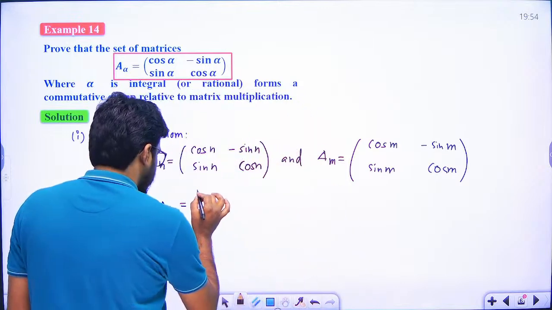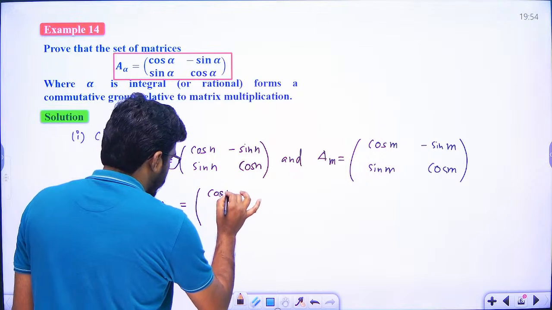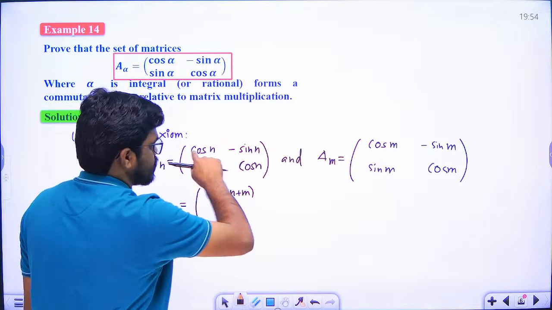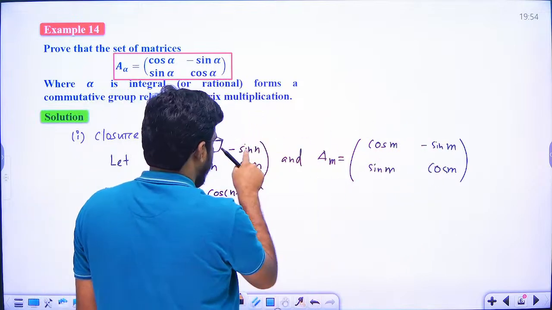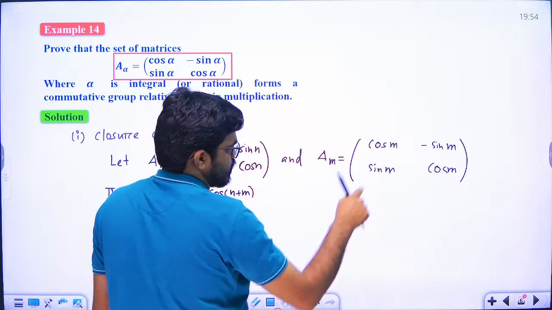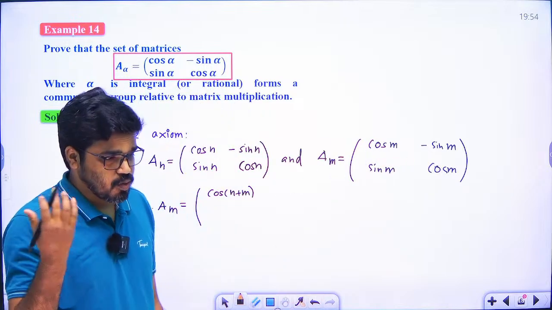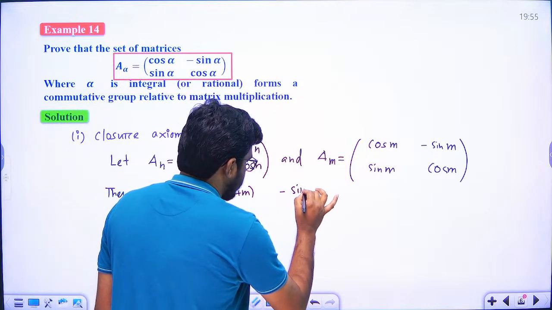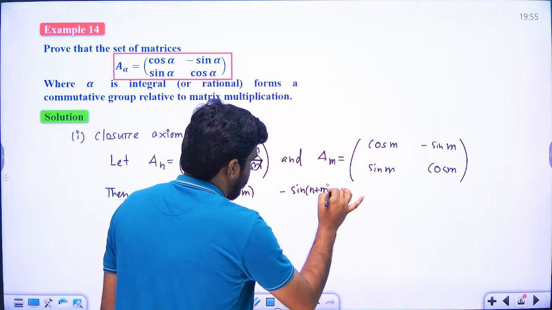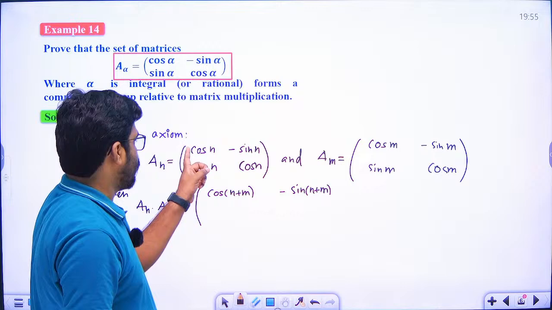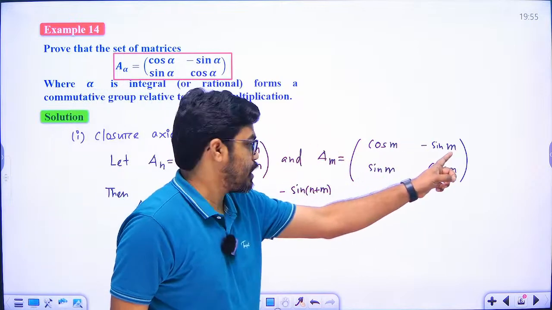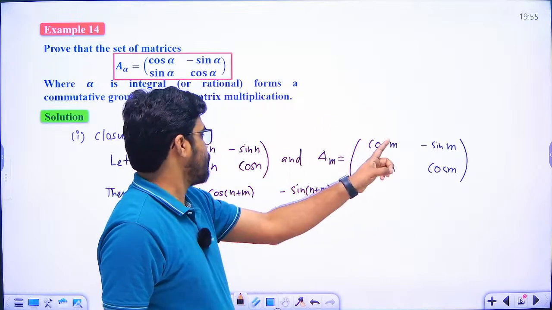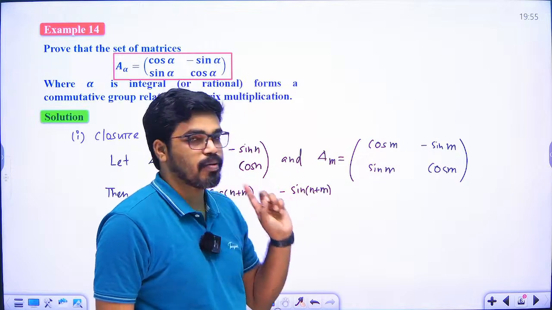So if you multiply this, what do we get? Cos(n plus m), right? So next, cos n into minus sin m, minus sin n cos m. So what do we get? We can write this as minus sin(n plus m). Just see, cos n into minus sin m, minus sin n cos m, take minus common. So what do we get? Cos n sin m plus sin n cos m, that is sin(n plus m).